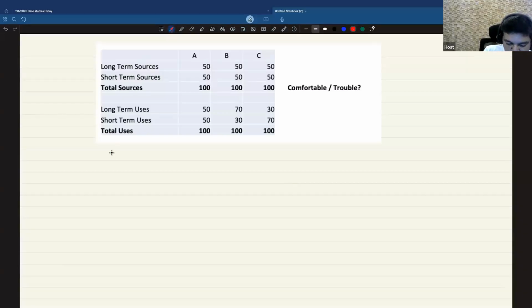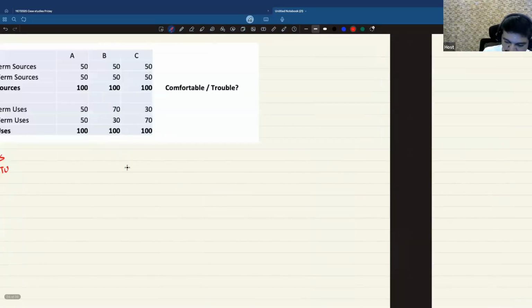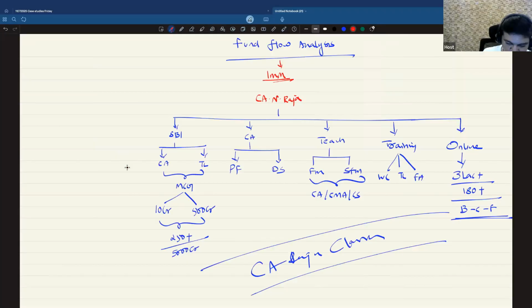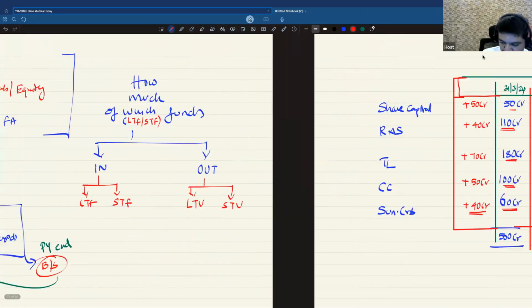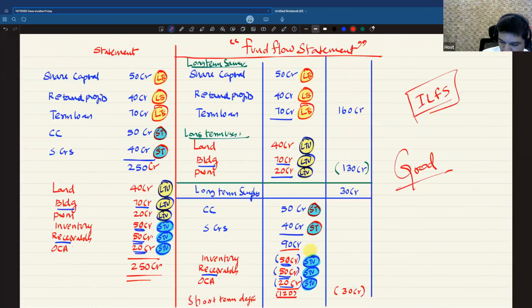See, here there is a long-term source. We should compare it with the long-term use. That's what the fund flow statement taught us, right? The fund flow statement taught us something like this. Okay, I'll do one thing. I'll copy this page here. I'll put it next to our fund flow discussion.